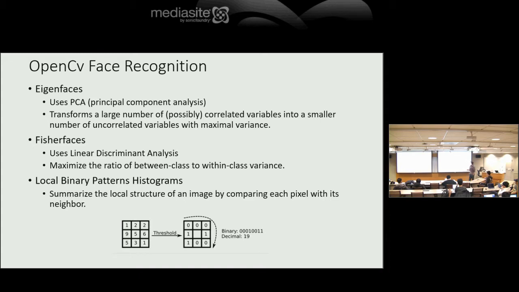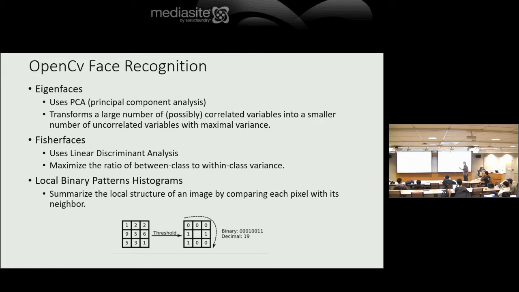The first one is eigenfaces, and it uses principal component analysis, which basically takes an image, which is a high-dimensional object, and transforms it into a lower dimensional object so that it's easier to compare. The idea is that most of the image is correlated. You're going to have light areas and dark areas close to each other. So it reduces the amount of data while maintaining the variance, so you get the most important parts.